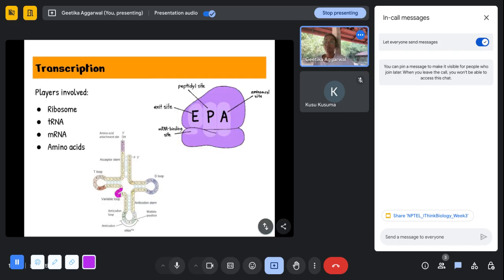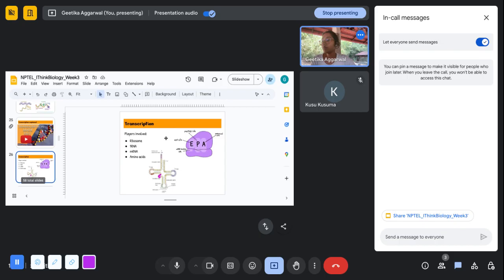So, talking about translation, sorry for this, one second.